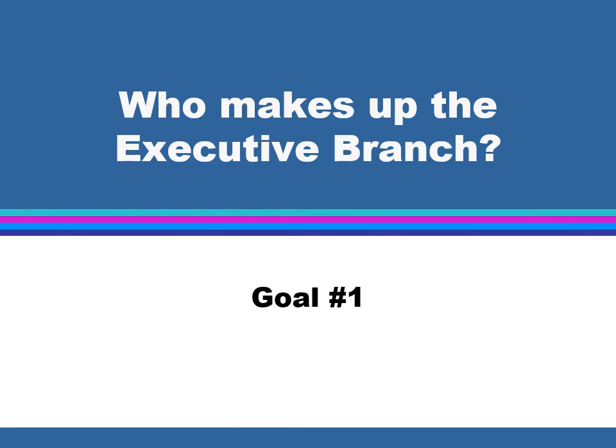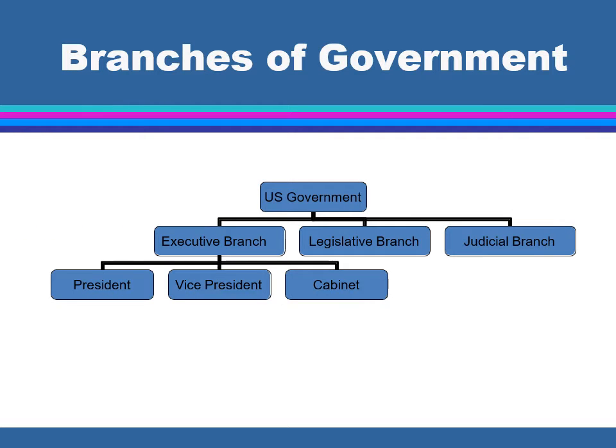So first off, goal number one, who makes up the executive branch? Basic question that we should be able to understand. So the executive branch has some subdivisions. There is the president, there is the vice president, and then there is the cabinet. And they each have unique roles. Most of them are formed to help the president accomplish the goal. So at the very head of the executive branch, and the largest, most famous one, is the president.